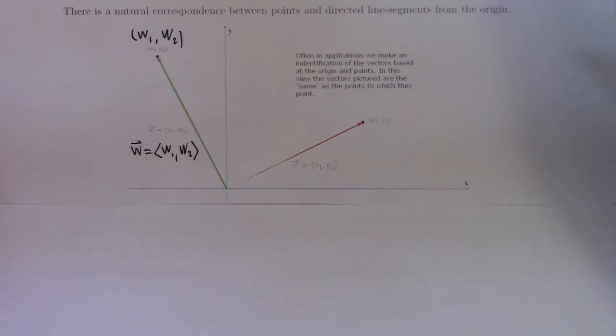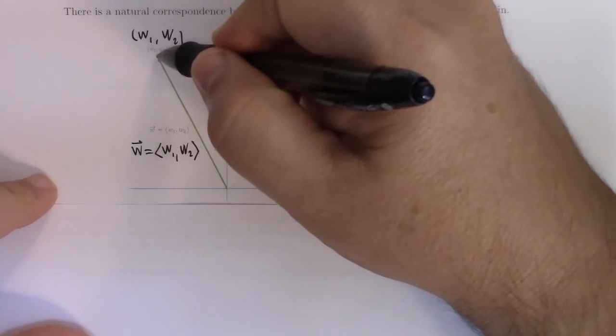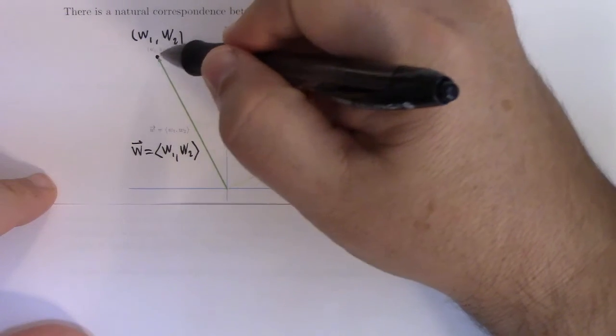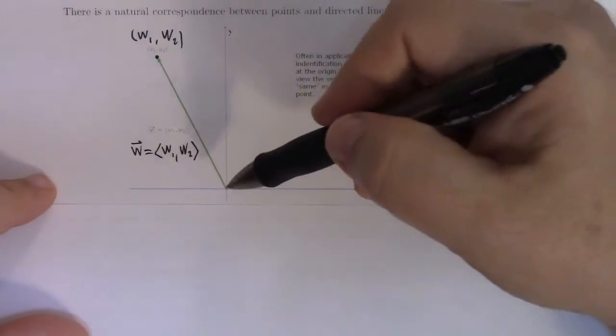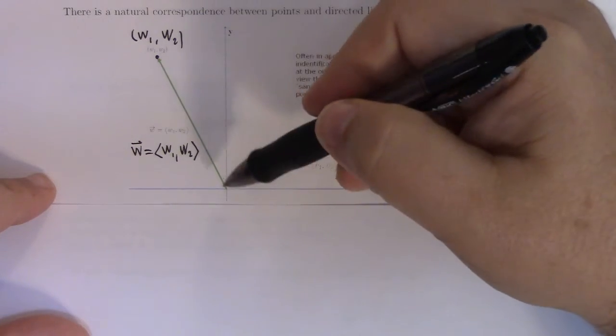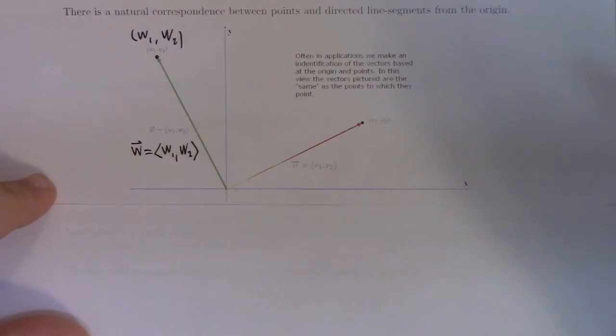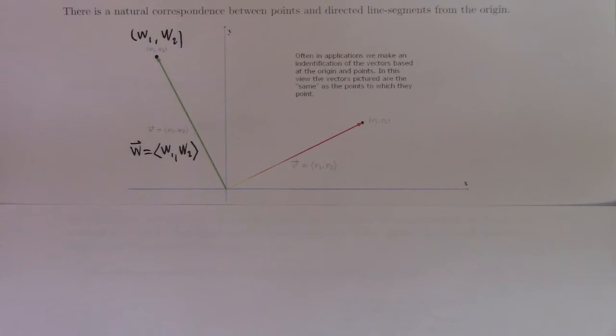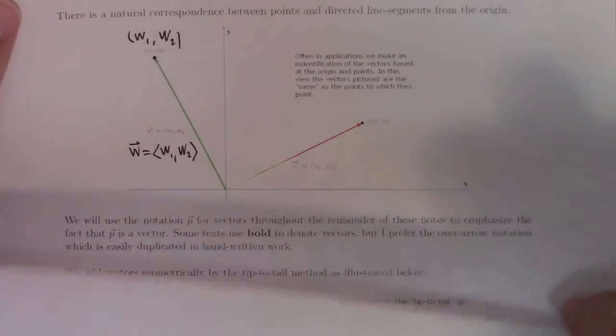It may not seem like I'm saying anything, but the point has no extent. It's the point right there. The vector is the directed line segment from the origin out to there, so the vector has an extent. It's got a length, if you will. We also call the length of the vector the magnitude. So that's one thing we should keep in mind: we can identify a point with a vector from the origin if we want. That's often done in physics and engineering.